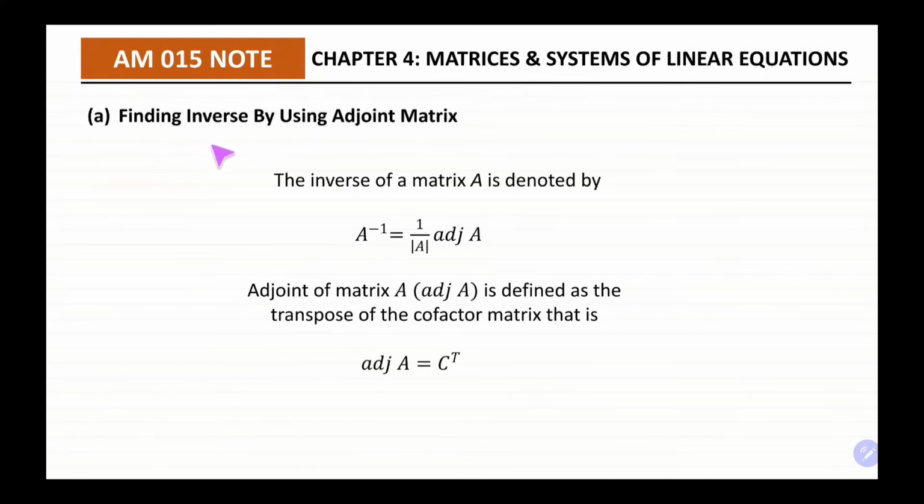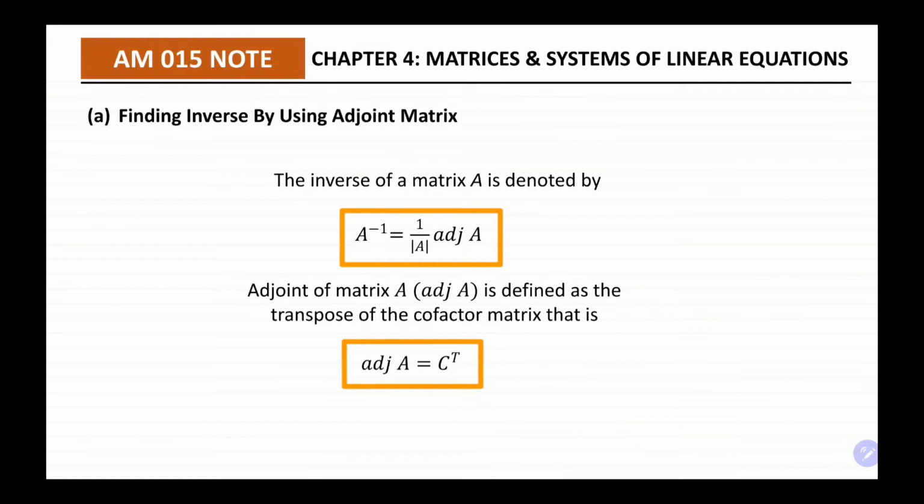We go to the first method. First method is finding the inverse by using the adjoint matrix. The formula to find A inverse is A inverse equals 1 over determinant of A times adjoint A. ADJ is short form for adjoint. The adjoint of matrix A is defined as the transpose of the cofactor matrix, where adjoint A ni adalah CT. CT means cofactor transpose. So to find the adjoint, we need to find the cofactor and transpose the answer for the cofactor.